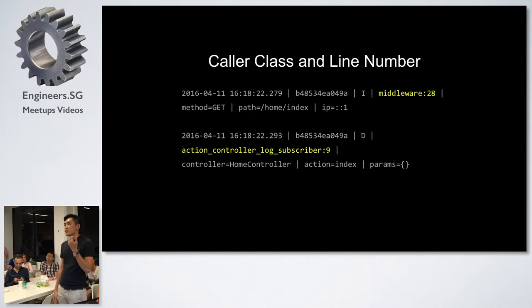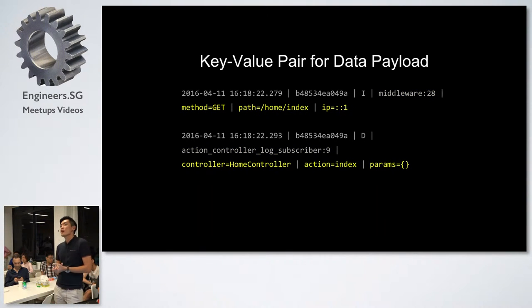Then you have caller, class, and line number. This is just for sanity, because you might put a lot of logs in your system, and then one day you want to change the logs, you don't even know where to look, where the log is coming from. So this will help you point to which class did the log and the line number. And lastly, you probably want to add extra data to log along with the log lines.